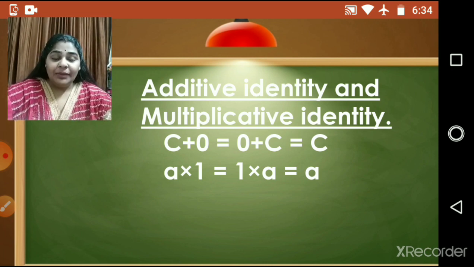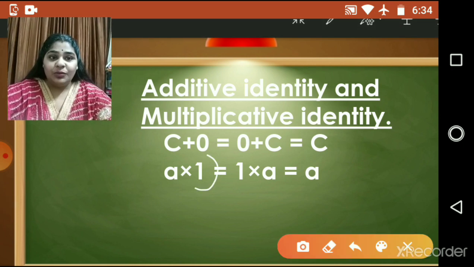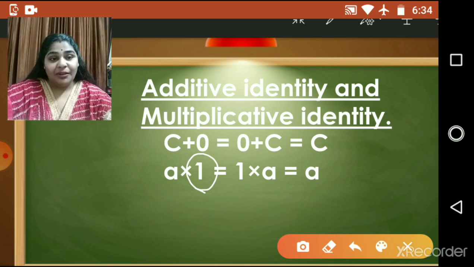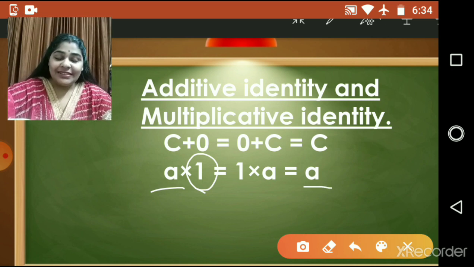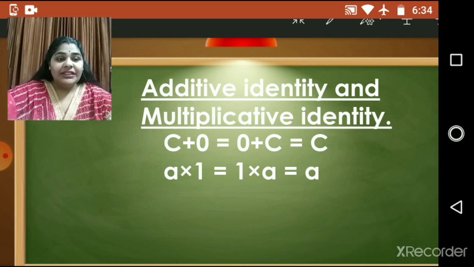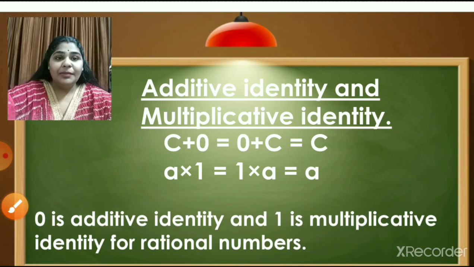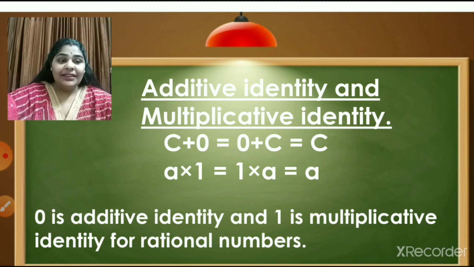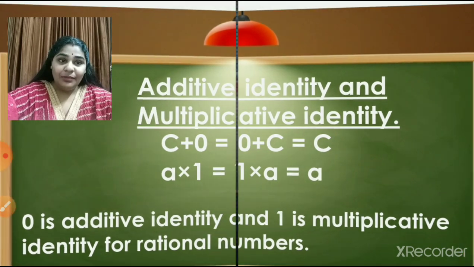Similarly, multiplicative identity is which number, children? Yes, 1 is the multiplicative identity for all rational numbers, because if we multiply 1 to any rational number, the answer will be the same rational number. So these are the important things to remember: 0 is the additive identity and 1 is the multiplicative identity for rational numbers.